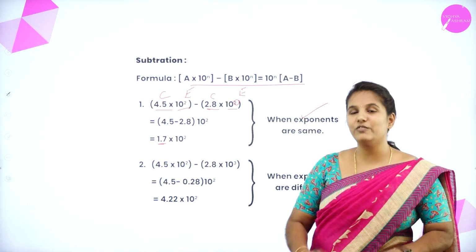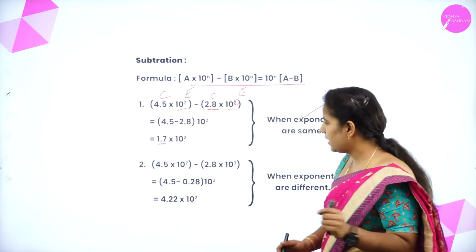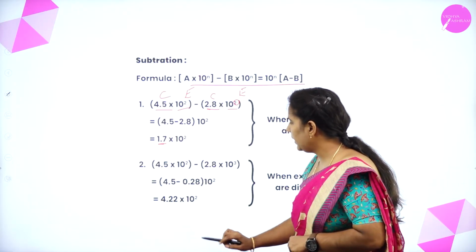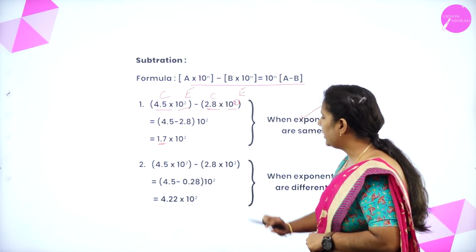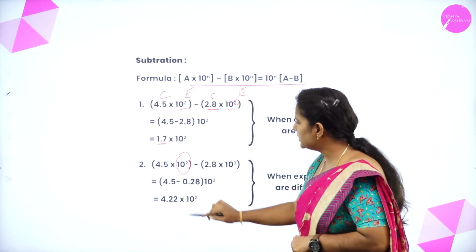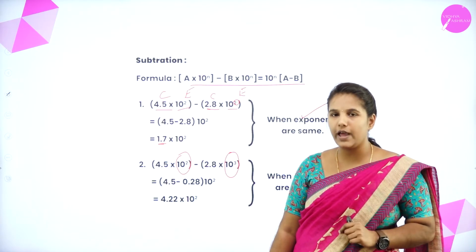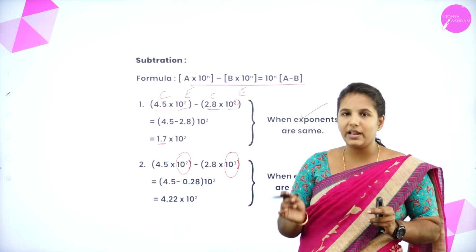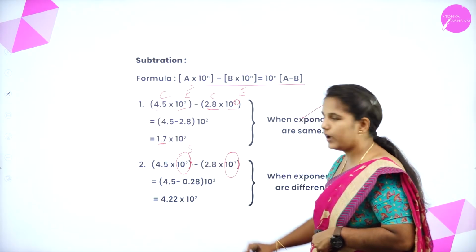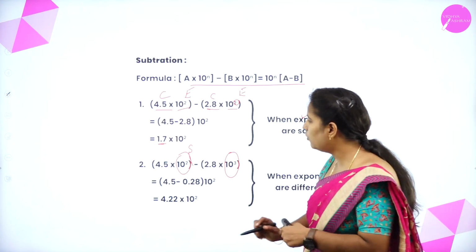Again, there is a problem. If the exponents are different while doing the subtraction, what do we have to do? The same thing. Remember, here we have 4.5 and 2.8. Here the exponent is 10 to the power of 2 and here the exponent is 3. But here what we have to do is rearrange or exchange the exponent into the smaller one. We have to exchange the exponent into a smaller one. How do we do that?